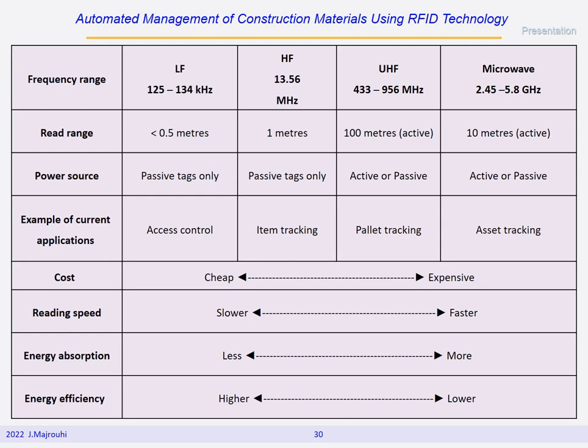Low frequencies are good for access control. High frequencies are good for item tracking. Ultra-high frequencies is suitable for pallet tracking, and microwaves are suitable for asset tracking. Low frequencies are the cheapest types, but slower in reading speed. Their energy absorption is less than the other, but energy efficiency is higher than the other types.